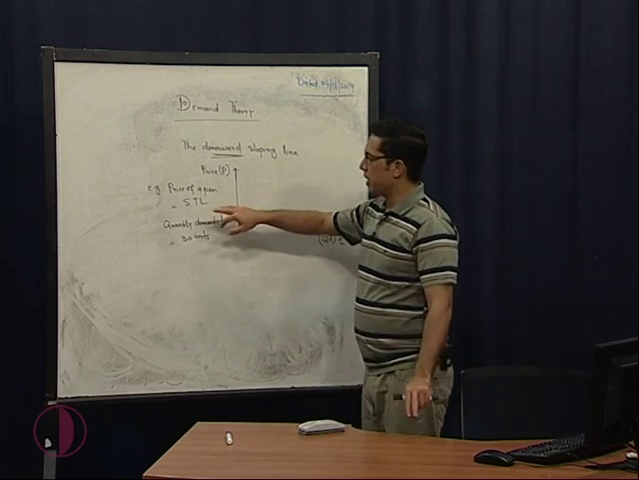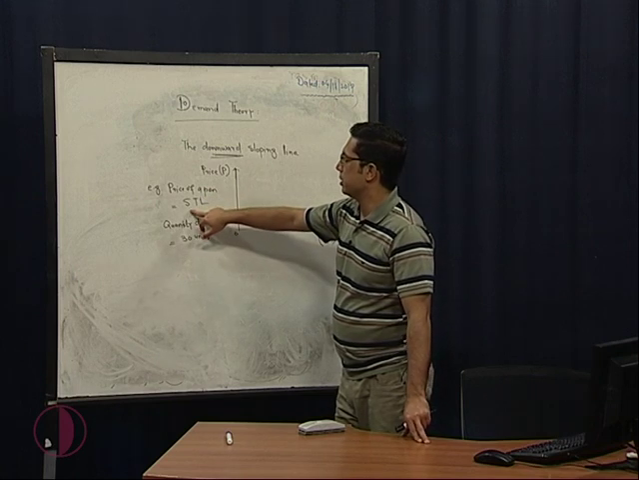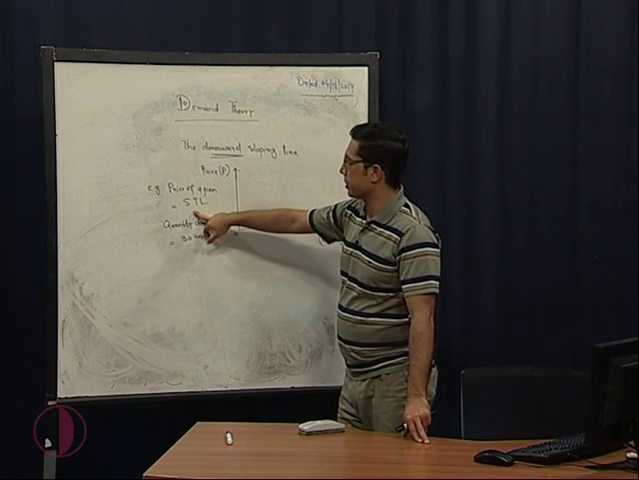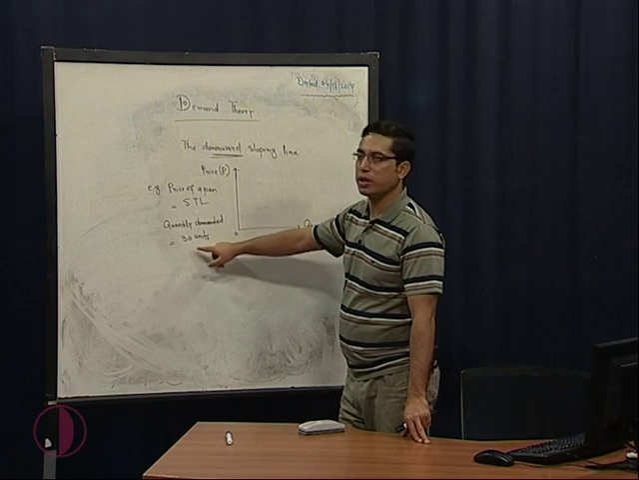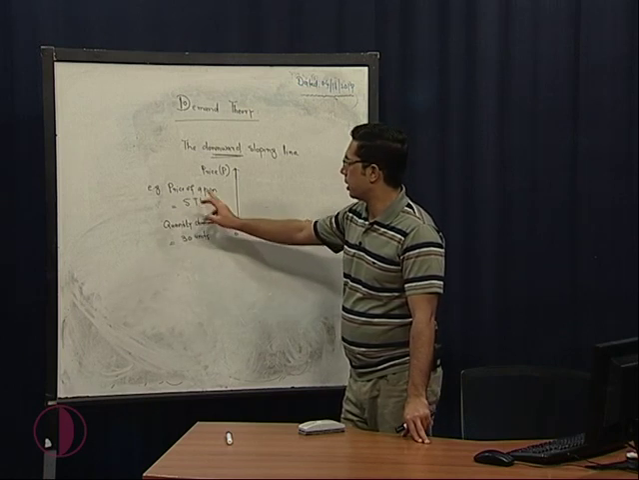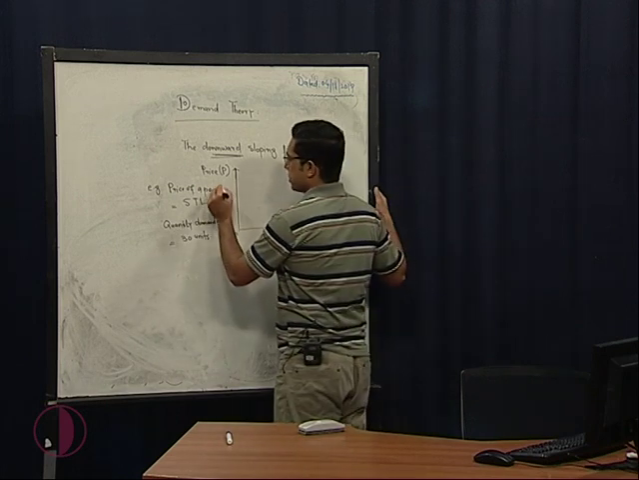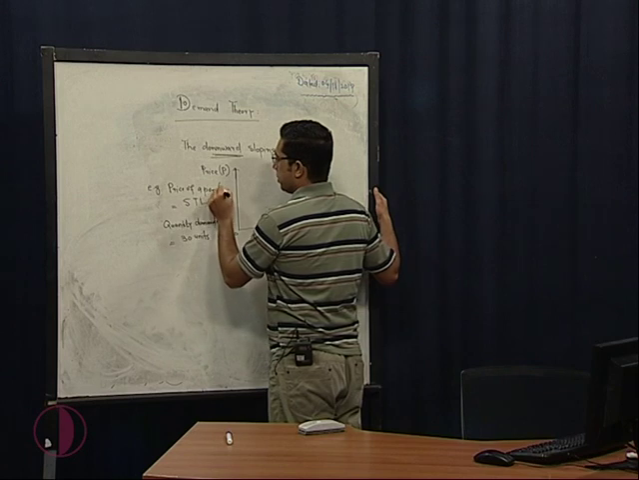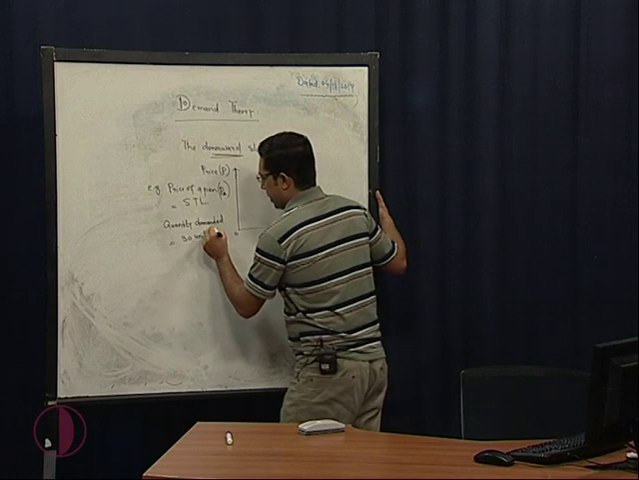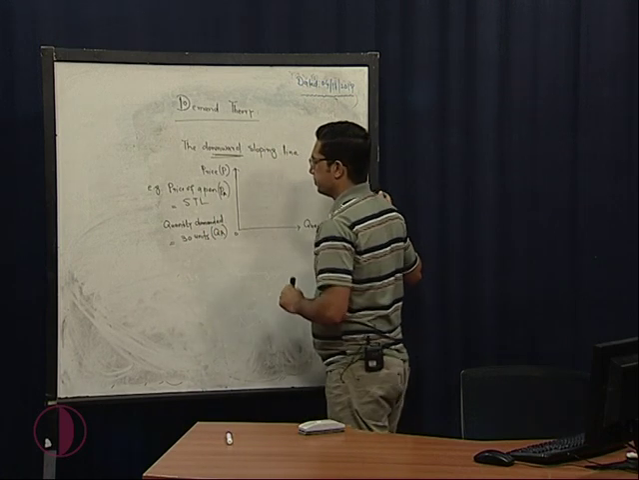It means that if the price of a pen was 5 Turkish lira and the consumers were willing to buy 30 units of the commodity, which is a pen. So this is the original price. We can call it PA, original price, and this is the original quantity QA.